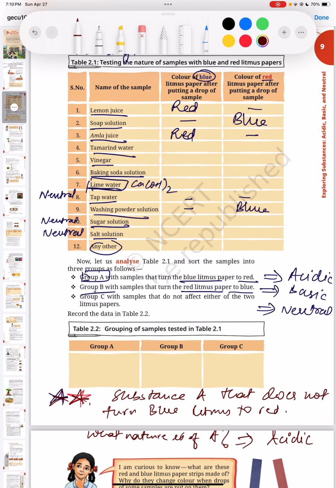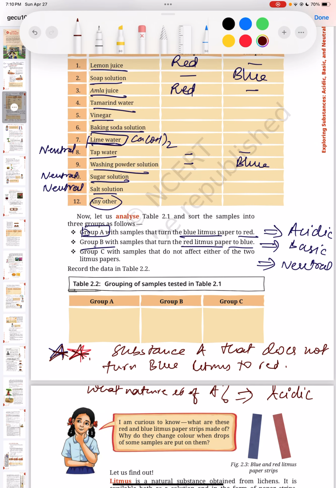The answer is maybe, right? Because remember that neutral substances also do not have any effect on litmus. If a solution is not changing the color of either litmus, whether blue or red, then there's a possibility that it is neutral. So in the case that it did not turn the blue litmus to red, it can be either acidic or neutral.